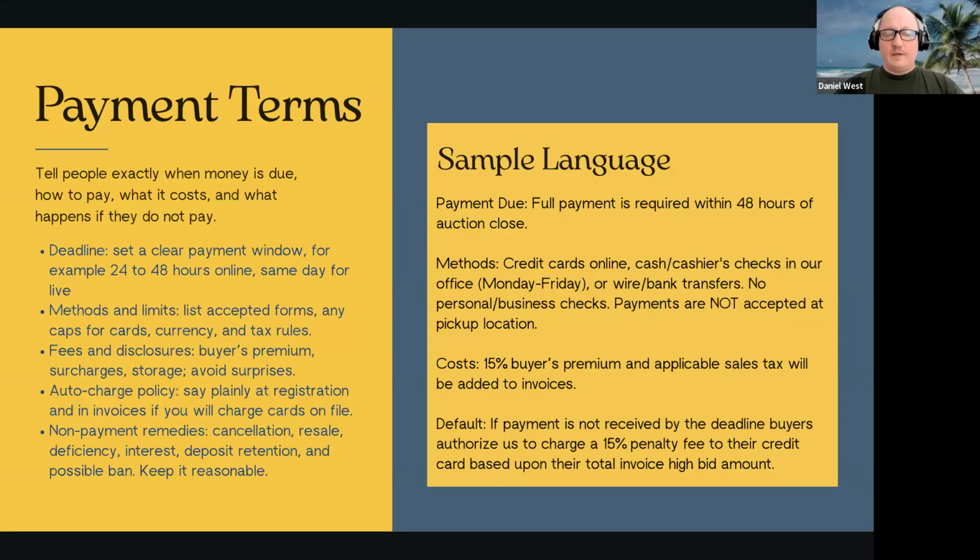Last but not least, non-payment remedies. What are you going to do if they don't pay on time? This is of critical importance. So right up front, you have your deadline, the payment period. When that payment period ends, what's going to happen? A lot of auctioneers are still, A, not disclosing what happens, and B, they're making the terrible mistake of contacting the second highest bidder and offering it to them for a discounted amount.